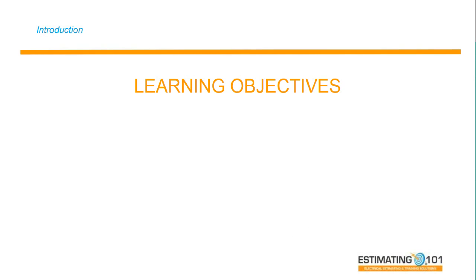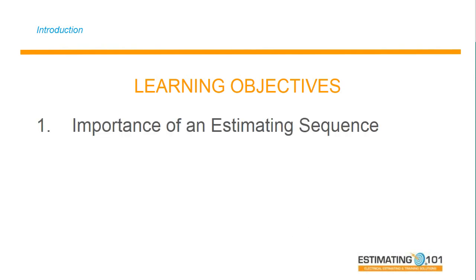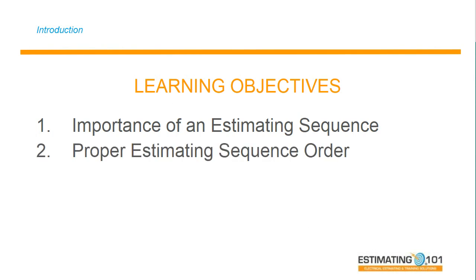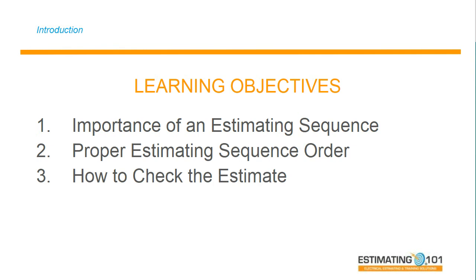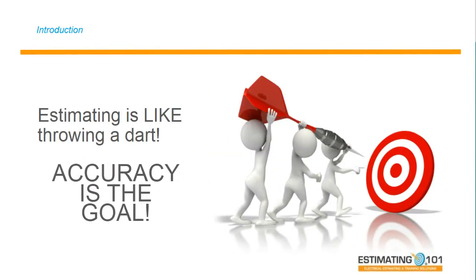So let's see if we can learn today the importance of a proper estimating sequence order, how to check an estimate, and understand all of the components of labor. Estimating is like throwing a dart. Accuracy is the goal. That's why a dartboard is part of my company logo. The ultimate priority of an estimator is to be as accurate as they possibly can be.